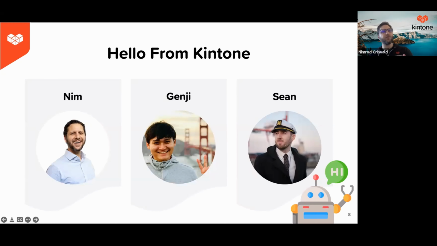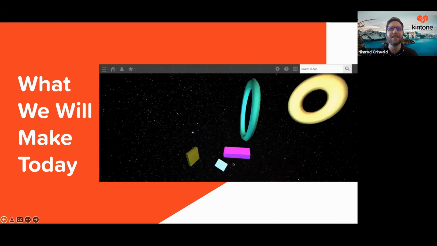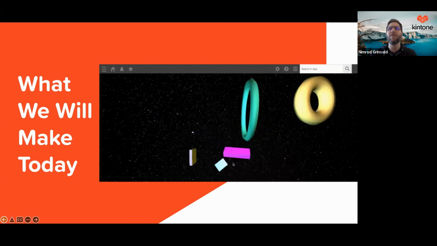that's all Sean's contribution. So let's create a 3D gallery with React, Three.js, and Kintone database. Here's what we're going to make today. It's going to look like this. It's going to be a bunch of 3D objects spinning around in space.